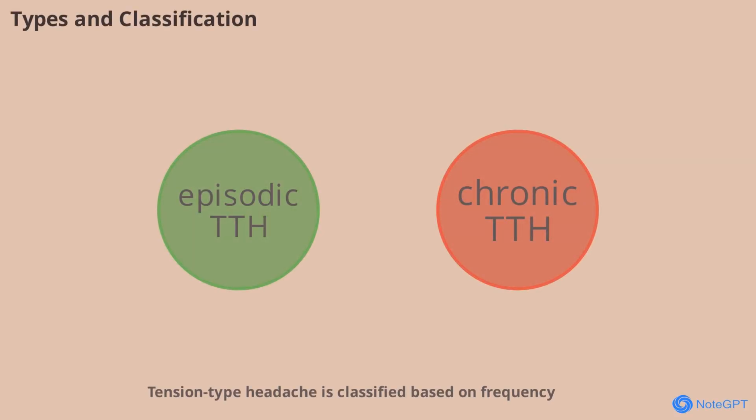Tension-type headache is classified based on frequency into episodic (ETTH) and chronic (CTTH) forms. Episodic TTH is further divided into infrequent and frequent subtypes. The International Classification of Headache Disorders, ICHD-3, provides criteria for diagnosis, focusing on headache frequency, duration, and associated symptoms.